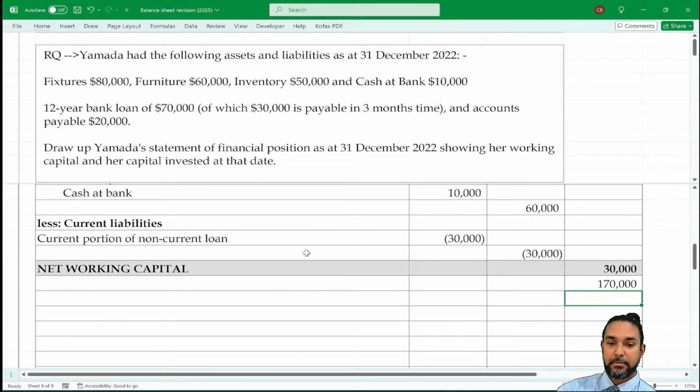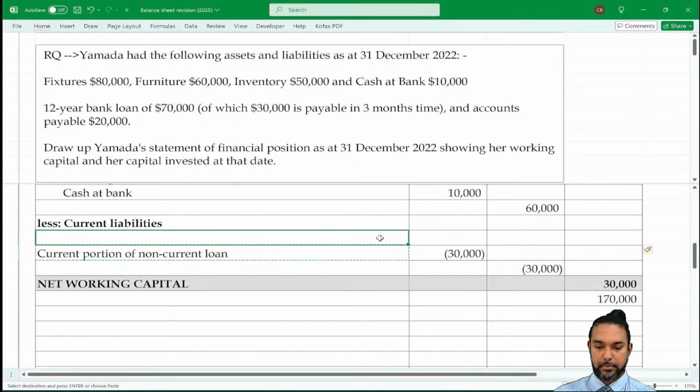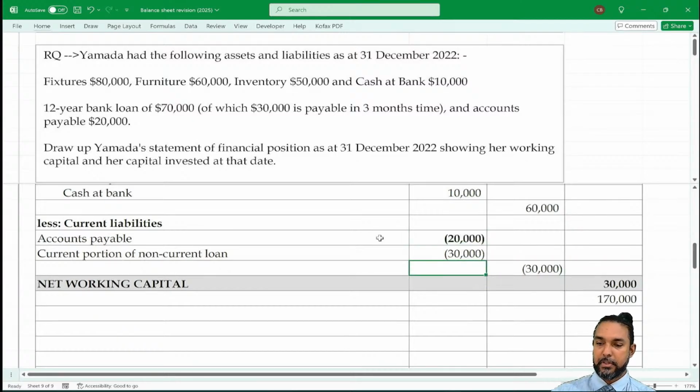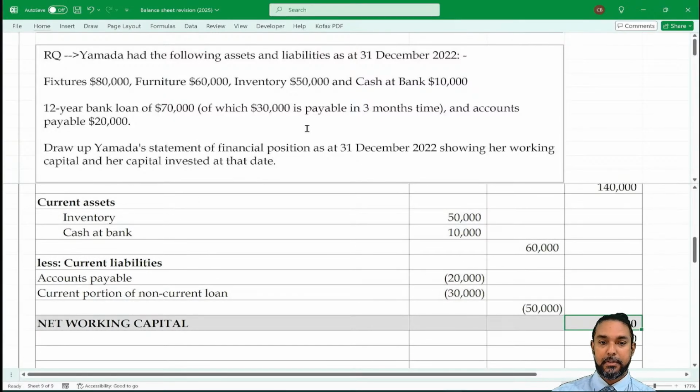We have accounts payable. Oh, look at that. Thank you. All right, sorry about that. How much is it? All right, cool, let's fix that then. Sorry about that, guys. So 20 and 30 is 50, and 60 minus 50 is 10. And then 10 plus the 140 is 150.